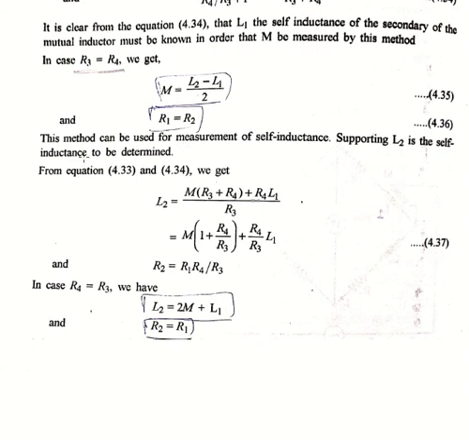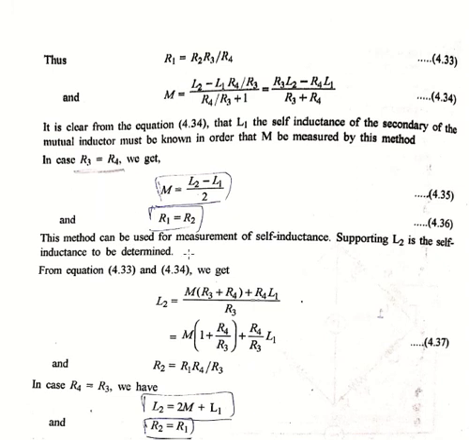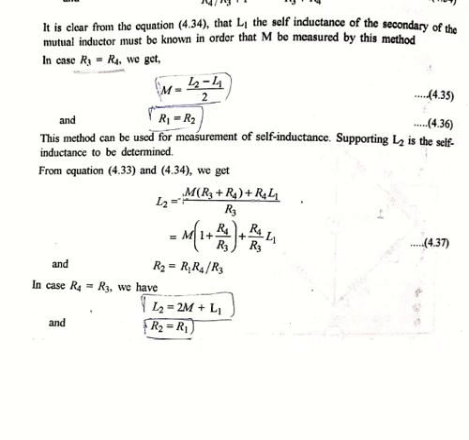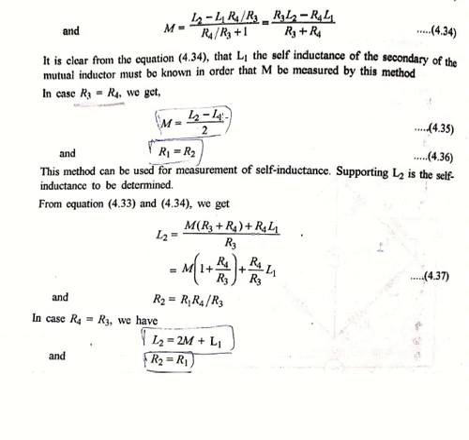In the second method, for finding a self inductance in terms of mutual inductance by modifying the equations only, we have our second method for the measurement of self inductance, in which we suppose that L2 is the self inductance to be found. So from the above two equations, we get L2 equals M (R3 plus R4) plus R4 L1, whole divided by R3, which equals M (1 plus R4 by R3) plus R4 by R3 multiplied by L1.